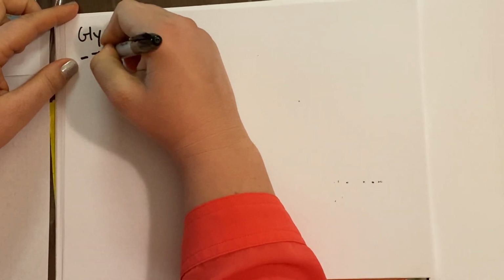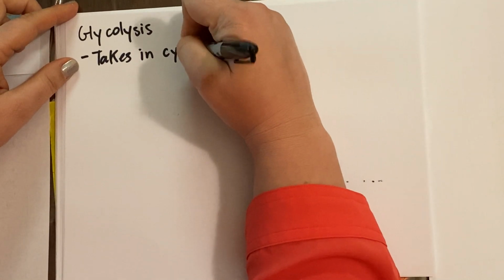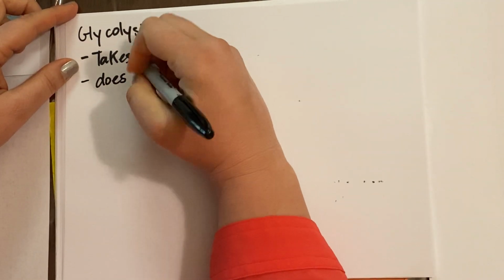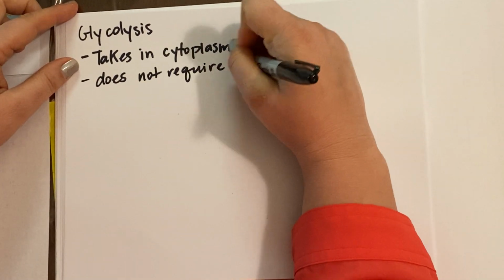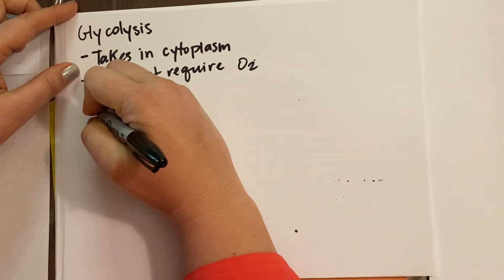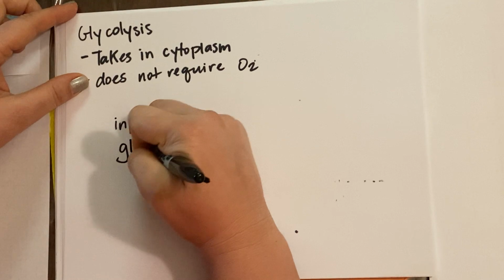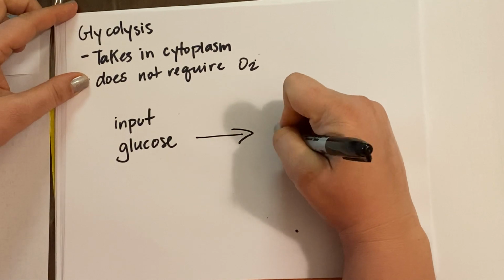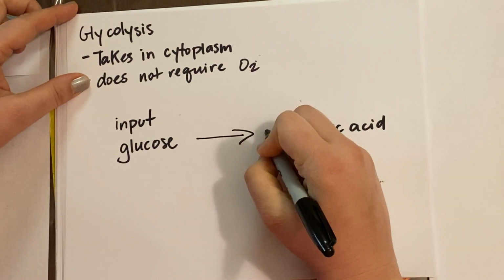This takes place in the cytoplasm, not the mitochondria. Okay, this also does not require oxygen. This is going to be important at the end. Okay, so I'm just going to say O2. All right, the input of glycolysis, so during this process, the input is going to be glucose. So this is where we're going to start using that glucose. And the output is going to be a molecule called pyruvic acid. And we're actually going to have two of them.